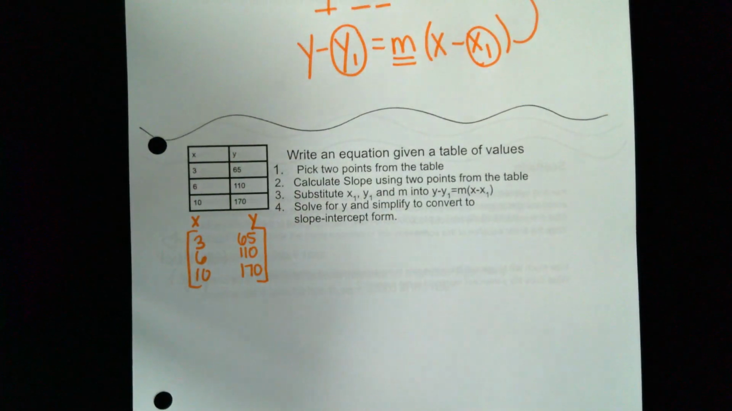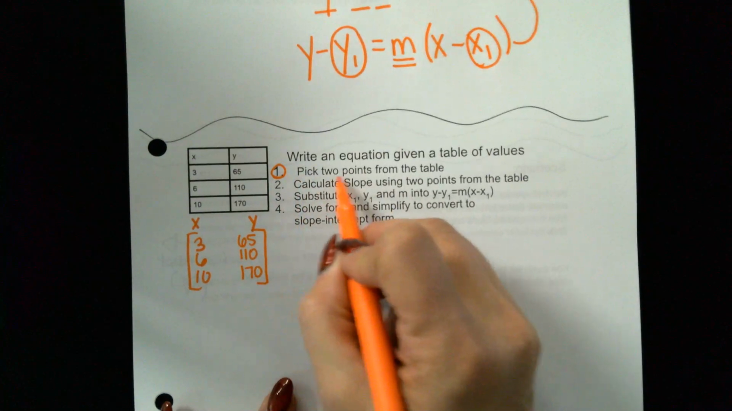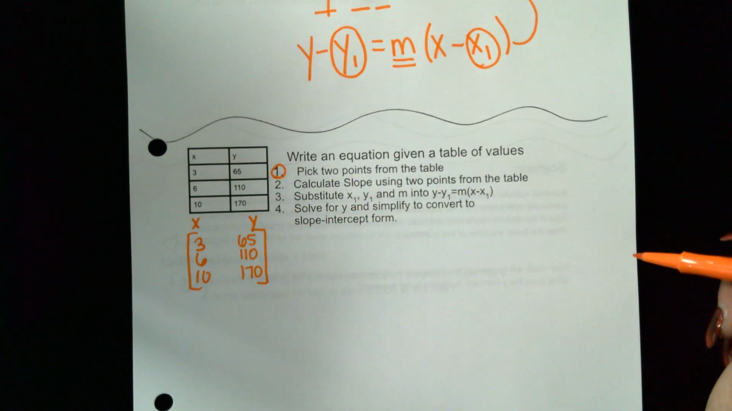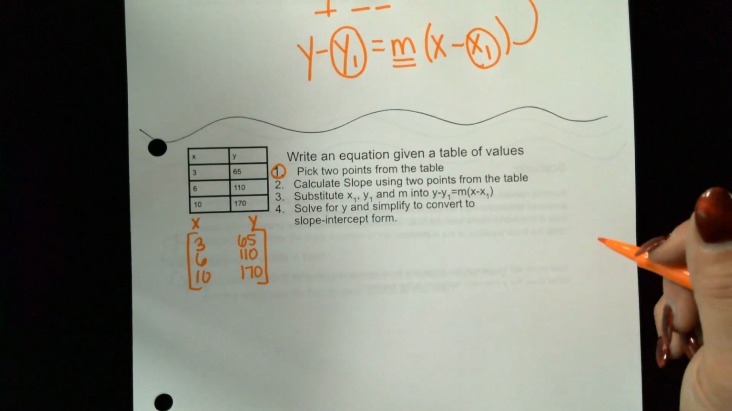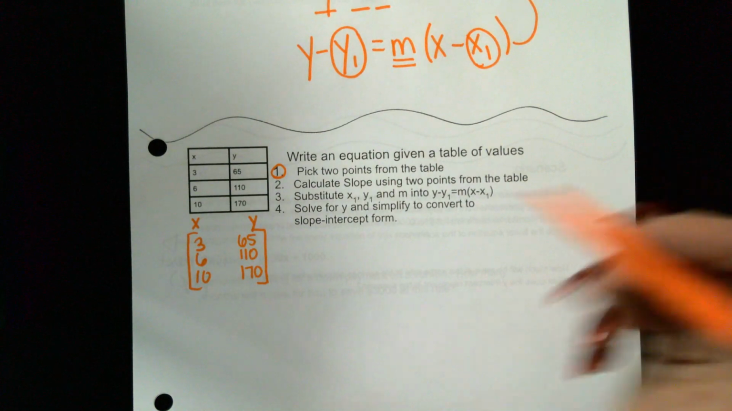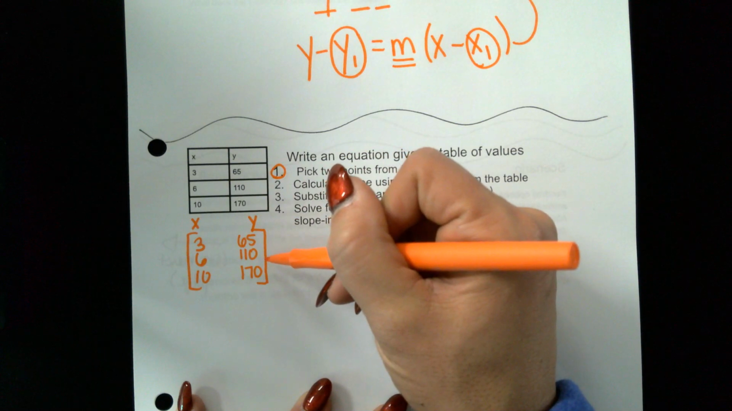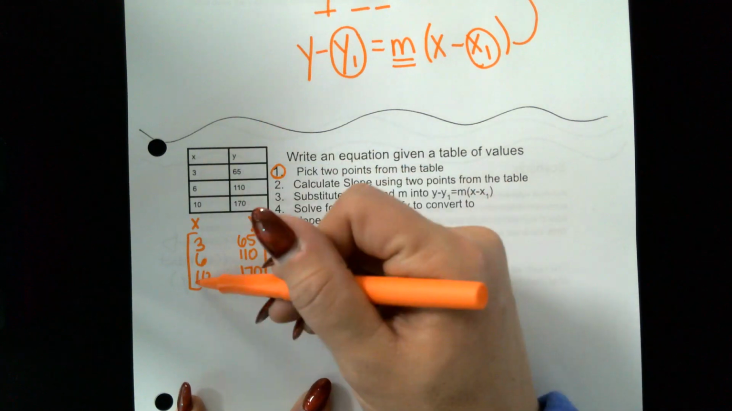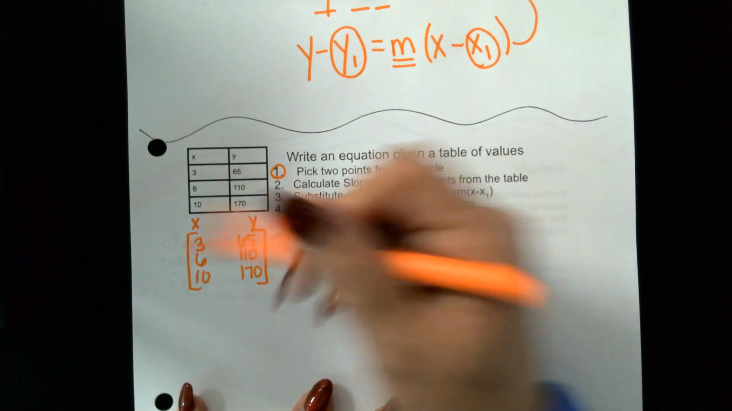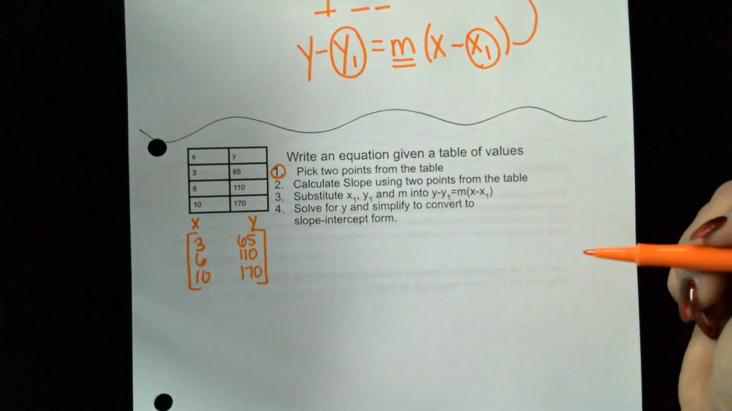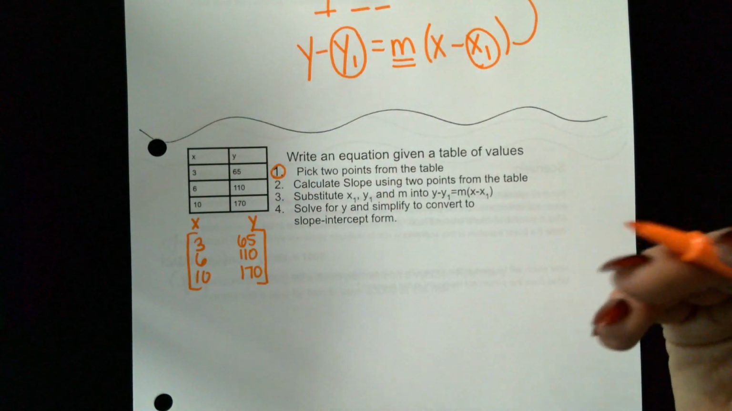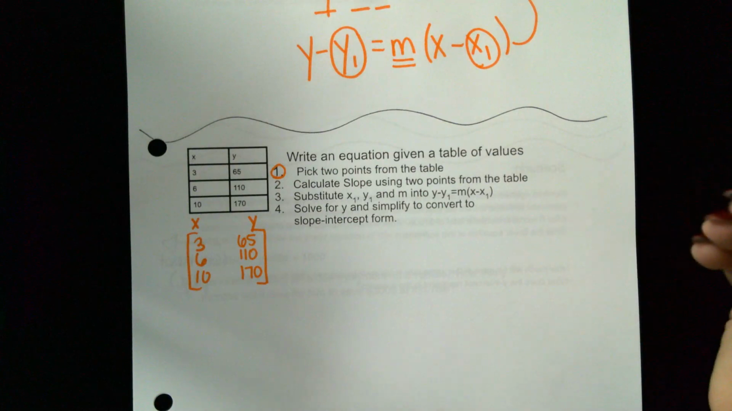We only need 2 ordered pairs to find slope. So step 1 says pick 2 points from the table. Do we all have to use the same 2 ordered pairs? No. Some of us could use (3, 65) and (6, 110). Some of us could use (6, 110) and (10, 170). Some of us could use the top and the bottom one. It doesn't matter. Whichever 2 ordered pairs you use, we're all going to get the same slope.